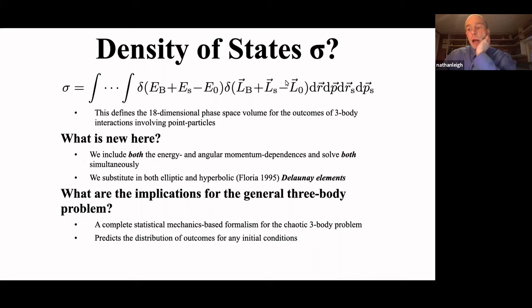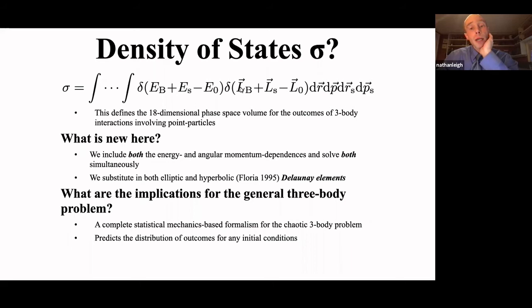And so this density of states expression here, it's defining a phase volume, and you can imagine without these delta functions, we're left with, for each of our three particles, three positions and three momenta, and formally they would integrate from zero to infinity, so we would have an infinite phase volume. But by including these delta functions, we ensure that the integral is only non-zero when energy and angular momentum conservation are upheld. And in previous works, authors were only able to accommodate the energy conservation. And this is the first time we've been able to do it purely from first principles by including the angular momentum dependence right from the beginning.